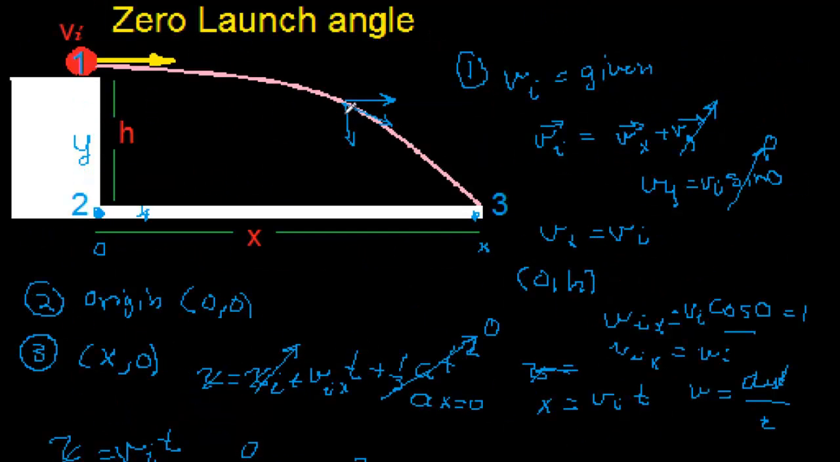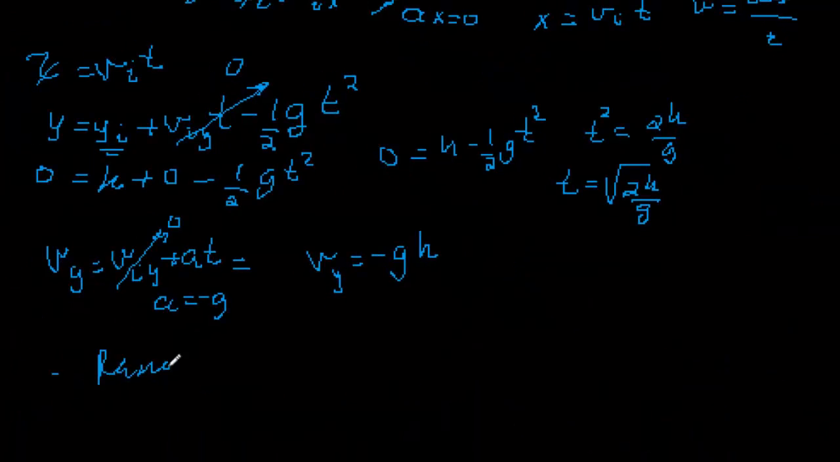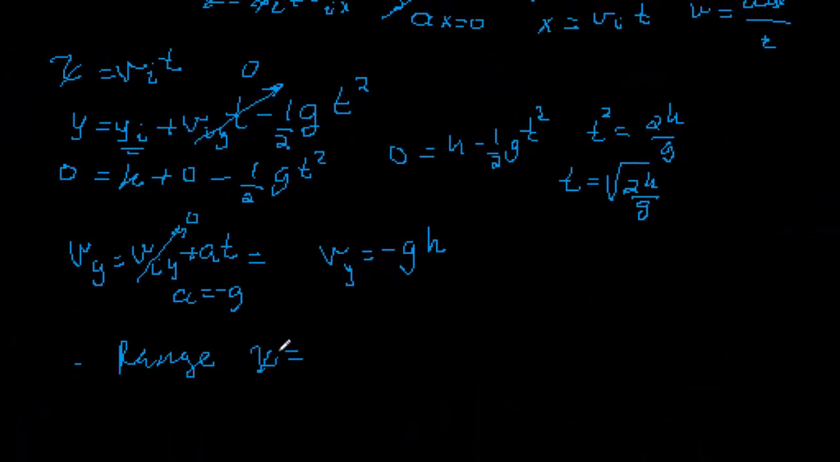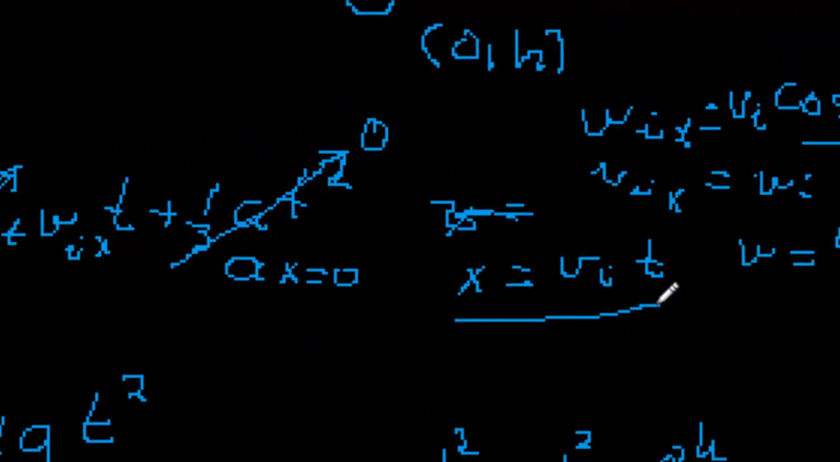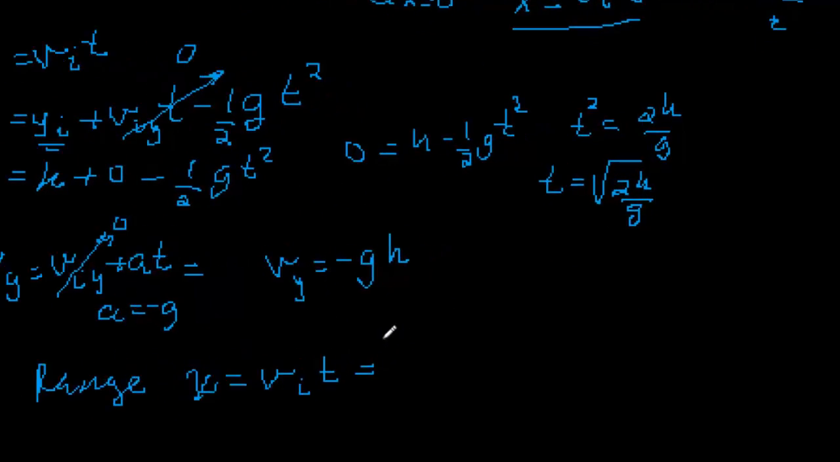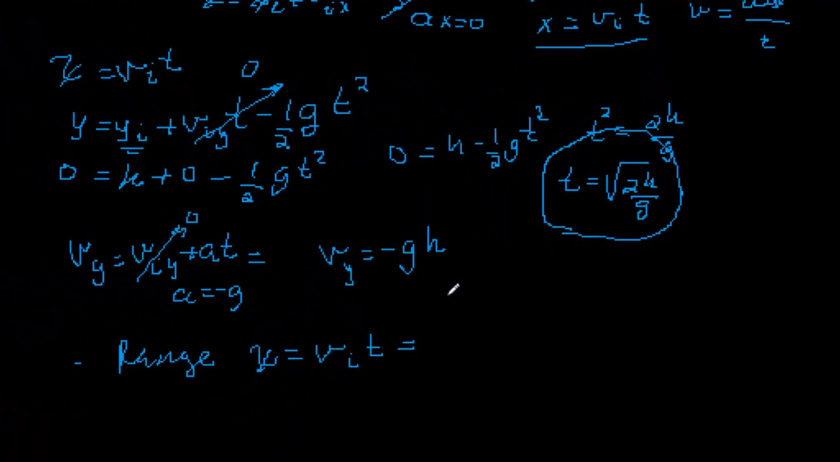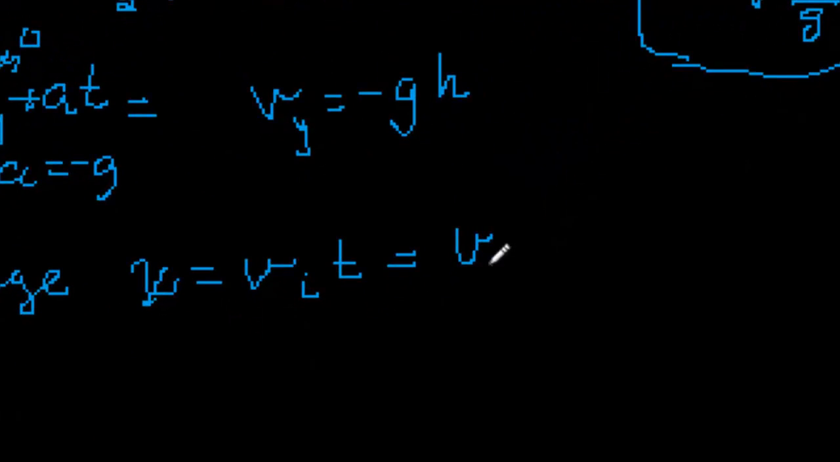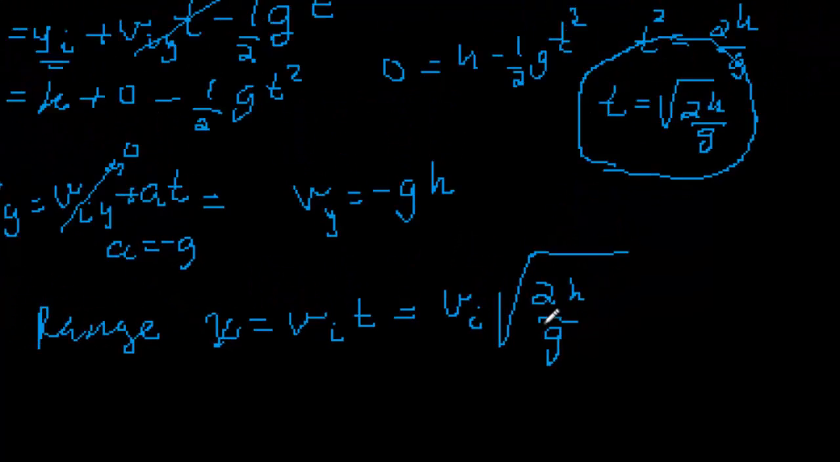Now one more item we need to add to this is the x here, which is the range. x would equal, and if you go back here, x was initial velocity times time. So that would be initial velocity times time, and we know what time is. Time is right here. So initial velocity times the square root of 2h over g. Let's try this example with numbers.